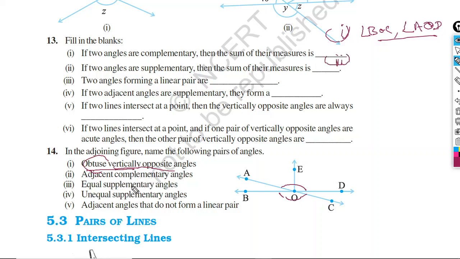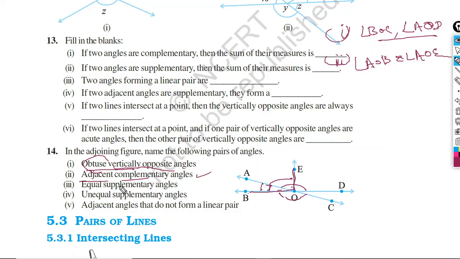Then we will move to II: adjacent complementary angle. That means they are adjacent angles and also complementary angles. Now look at it. Complementary angles means their sum must be 90 degree. So here you can see this angle is 90 degree. So the adjacent complementary angles are angle AOB and angle AOE. There is no other adjacent complementary angle.